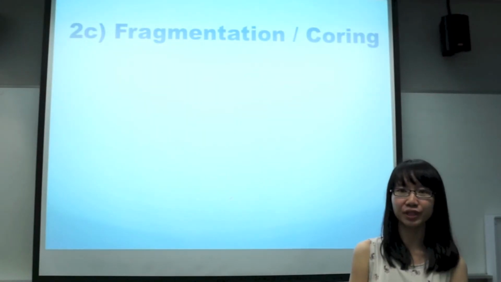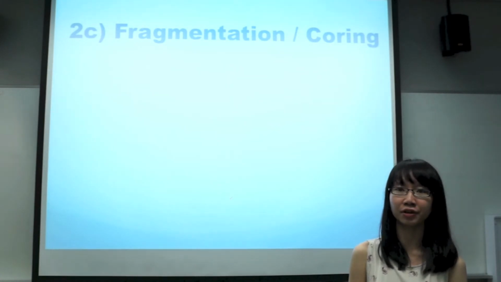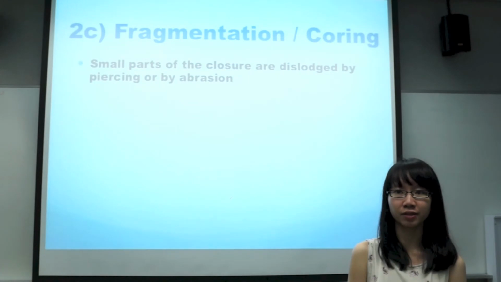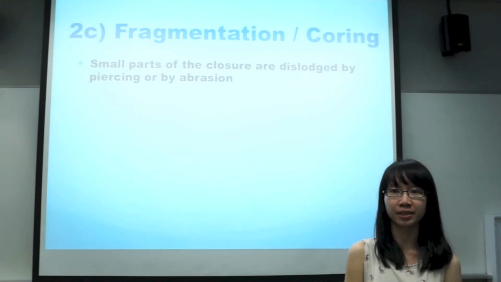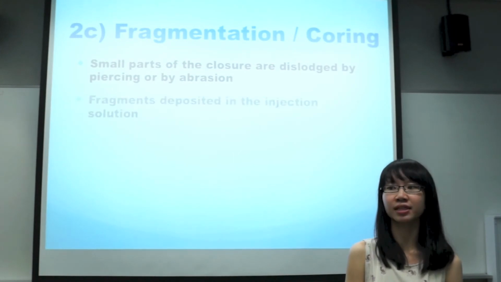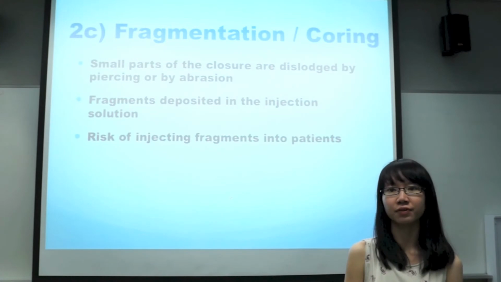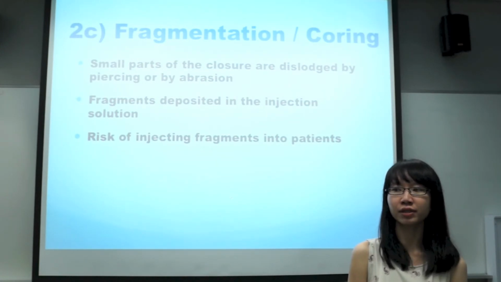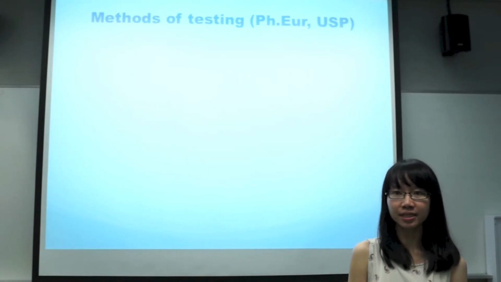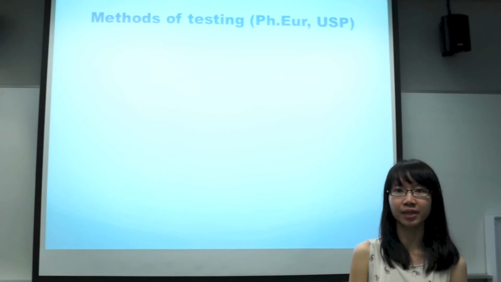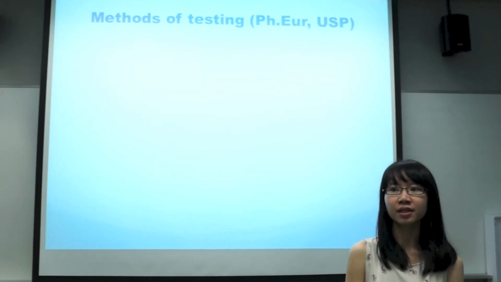The last test for functionality is fragmentation or coring. Fragmentation happens when small parts of the rubber closure are dislodged by the needle during piercing or because of abrasion. These fragments can be deposited into the injection solution, where there is a risk of injecting them into the patient, which can lead to toxicity and embolism.